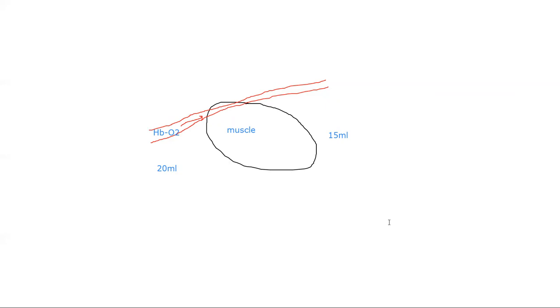How did you figure that out? 20 minus 15. 20 was going in, and then 15 was coming out. Okay, so you did the oxygen content of the arterial blood minus the oxygen content of the venous blood. That tells us how much oxygen the muscle consumes, right? So that is called AVO2 difference.